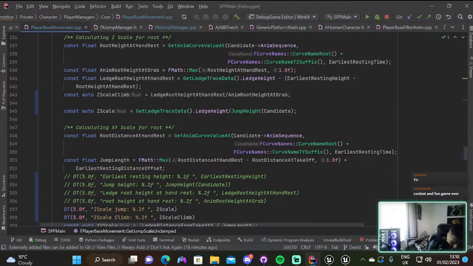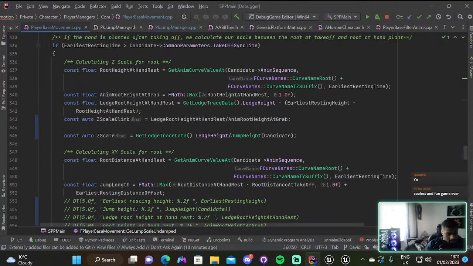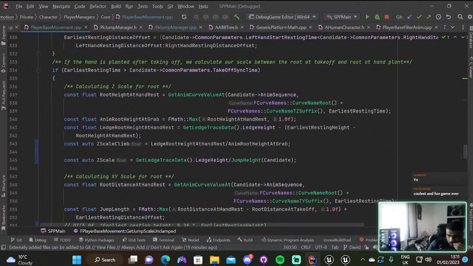So if I'm saying the wall is that much higher, so here, for 003, how can that be 003? It means that basically ledge root height at rest is either very small, or anim root height at grab is huge, because this becomes negative. But which 003, right? It's just a very small number, right? Oh, do you know what it is?